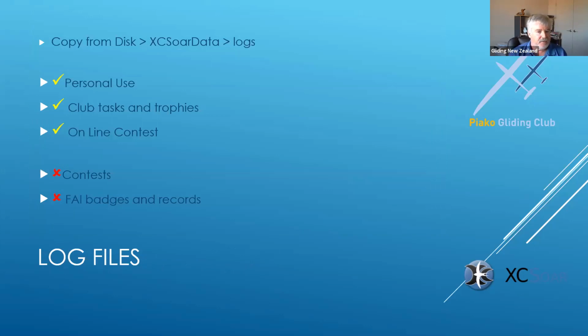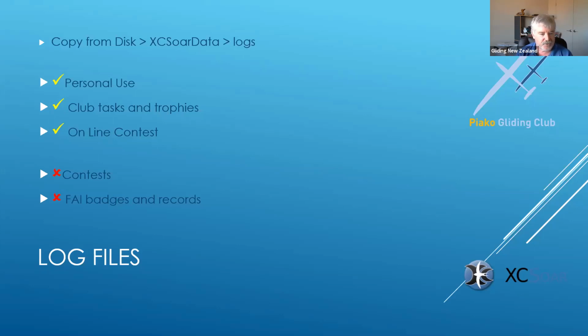Now when you get back, you want to use your logs. So you get your trace, it's on your device, look for XCSoar data/logs, and you'll find a file for the day. It's good for personal use. Relive the day. You can put it into other software. Club tasks and trophies, we're not too picky on that sort of thing. So you've done something good, send your trace off to Bob or Steve, and you might get a trophy from it. Online contest seems to accept these things without any complaint.